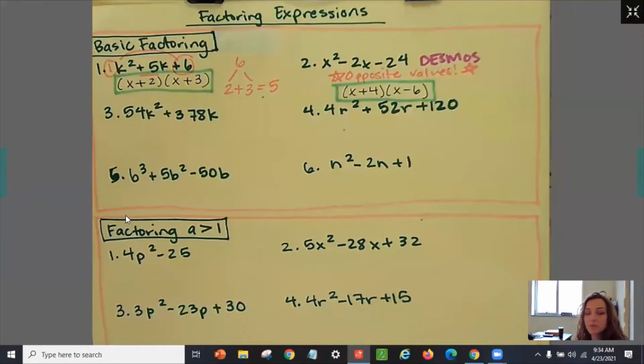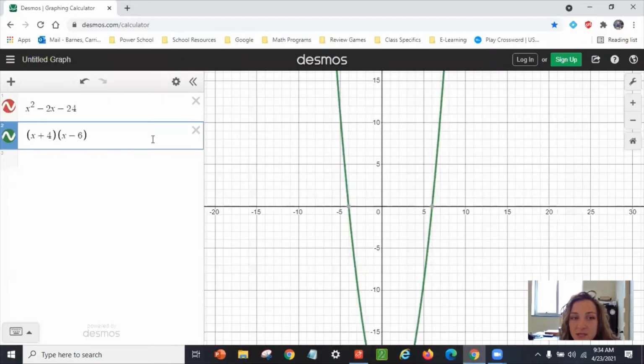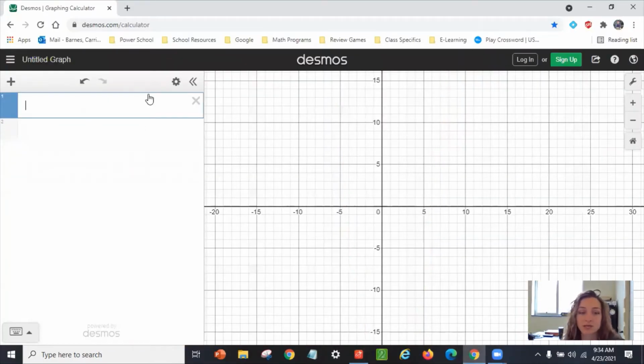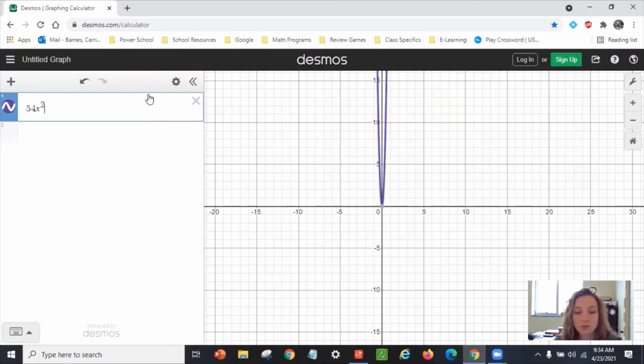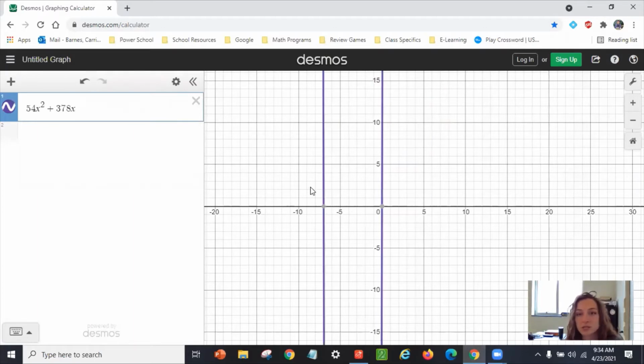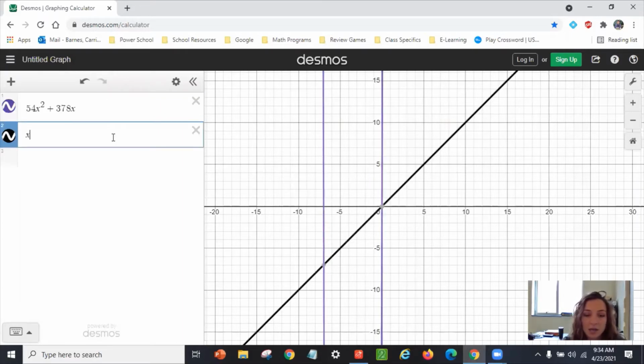Okay, so in this third example, it is going to be a little bit different. We're still going to use Desmos, and you will see how this is going to work out. So let's go type this in Desmos. Remember, we can only use x and y. So it's going to be 54x squared plus 378x. Okay, whenever you do this, it is going to go through 2 points. It's going to go through negative 7 and 0. So what this means is that we're going to have x minus 0 and x plus 7. x minus 0 times x plus 7.